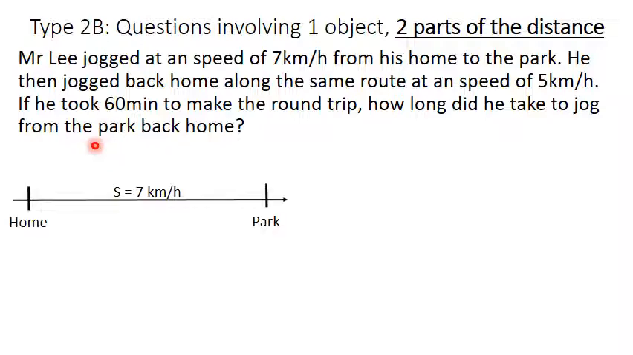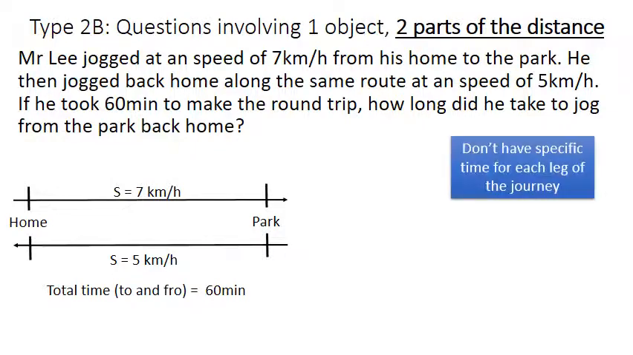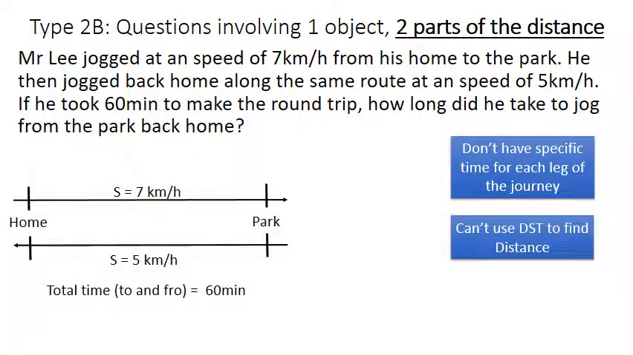So usually this is what we do. Okay, home to the park, we put down the information 7 kilometers per hour. Then from the park back home, 5 kilometers per hour. Total time 60 minutes. You realize that we cannot apply the DST triangle here because we don't have the specific time for each leg of the journey, right? We don't know how long he took from home to park and park to home, which is actually the question. So we can't use the DST triangle to find distance. So in this case, we don't need to know the distance. Okay, so what can we do?